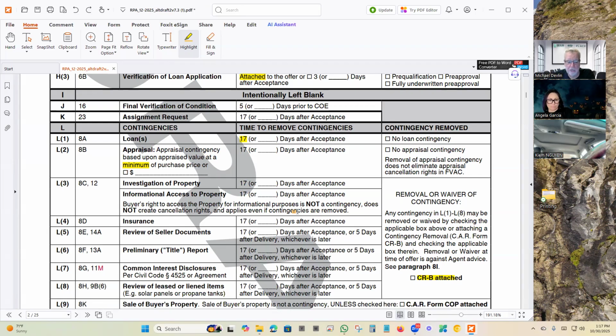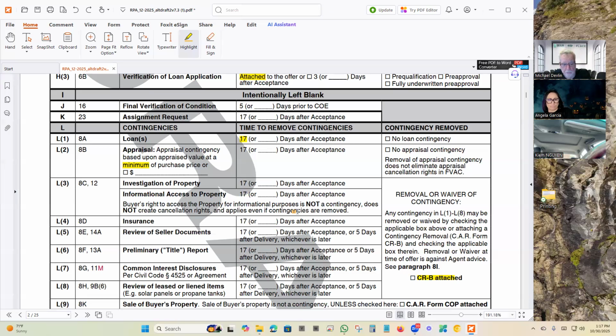Review of seller documents. In Silicon Valley, they usually give you everything, the TDS, the SPQ, the whole stack, a termite report, a property inspection, a roof inspection, everything. And if they do that, then you can ask for that to be less. Notice it says 17 days after acceptance or 5 days after delivery. Right, but we asked for them to remove that. Notice there's a removal of contingency. We asked for them to remove it.